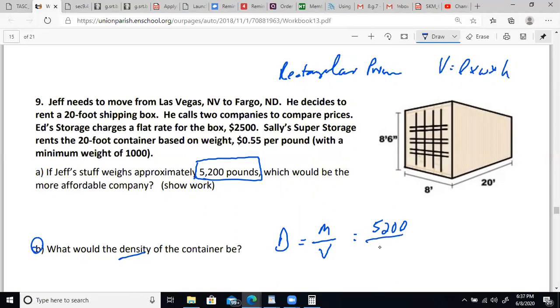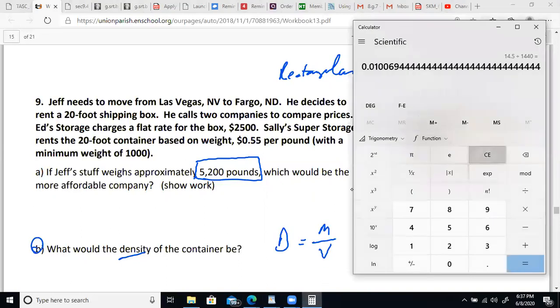All right, and the volume is this times this times this. Now you've got to be careful when it's 8'6". 6 inches is half of a foot, so it's 8.5. Don't let that confuse you. 0.5 means half. 6 is half of 12. So if we're doing it in decimals, it's 8.5. All right, so 8.5 times 8 times 20. That's how you figure out the volume. 8.5 times 8 times 20 is 1360.